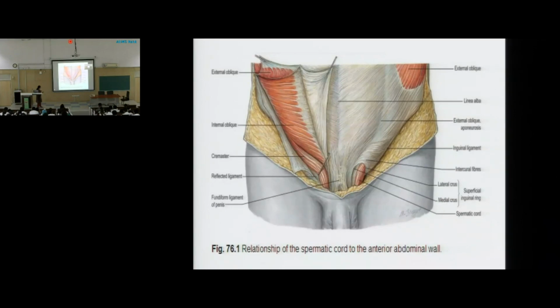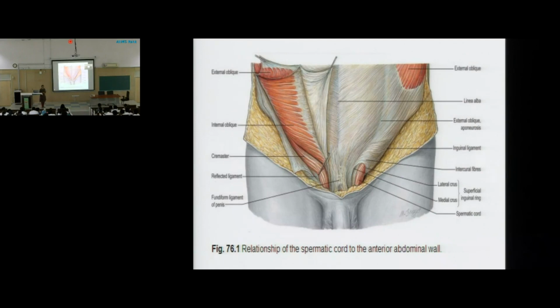Now these are the two crura. If this is the superficial inguinal ring, there will be one crura, that is the medial crura, and that is the lateral crura. Where is this medial crura present and where is this lateral crura present? If I ask you the boundary of this superficial inguinal ring, you will say it is bounded on the lateral side by the lateral crura of external oblique aponeurosis, and medially by the medial crura of external oblique aponeurosis. Superficially, towards the roof, it is rounded, where these two fibers are uniting.